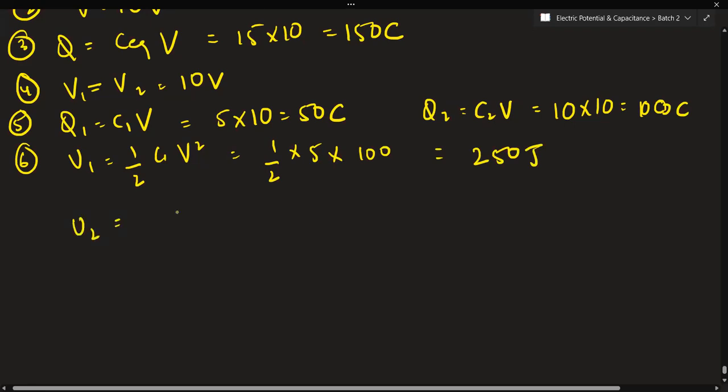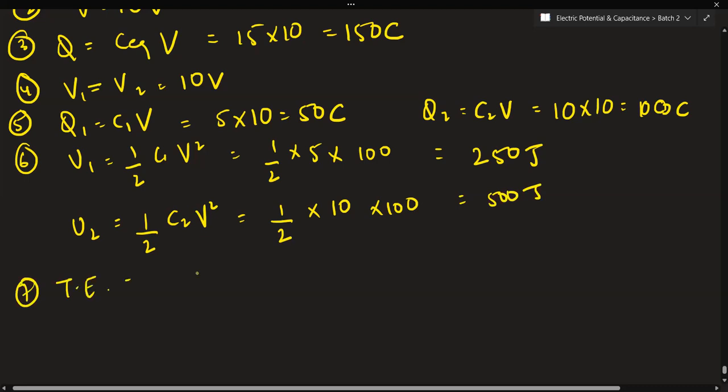U2 will be half C2 V square. This will be half into 10 into 100, since V square is 100. So this becomes 1000 by 2, that is 500 joules. If you have to find the total energy of the system, add all the energies, U1 plus U2. You get 250 plus 500, which is 750 joules.